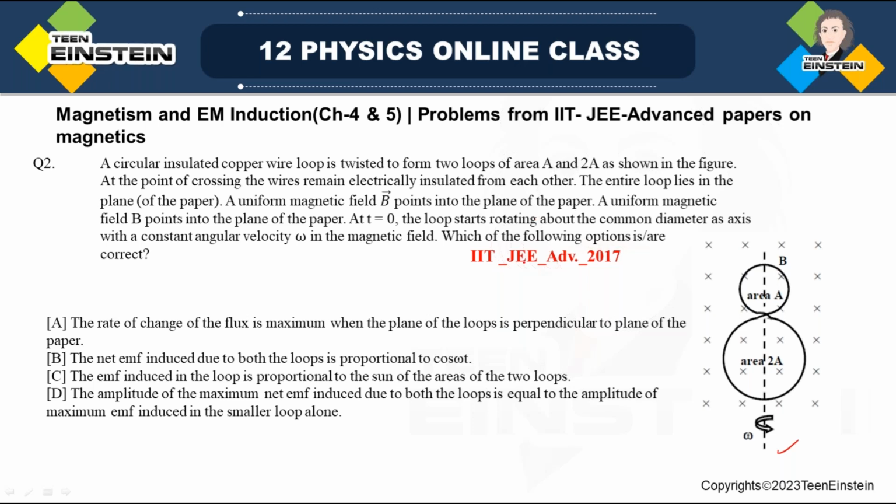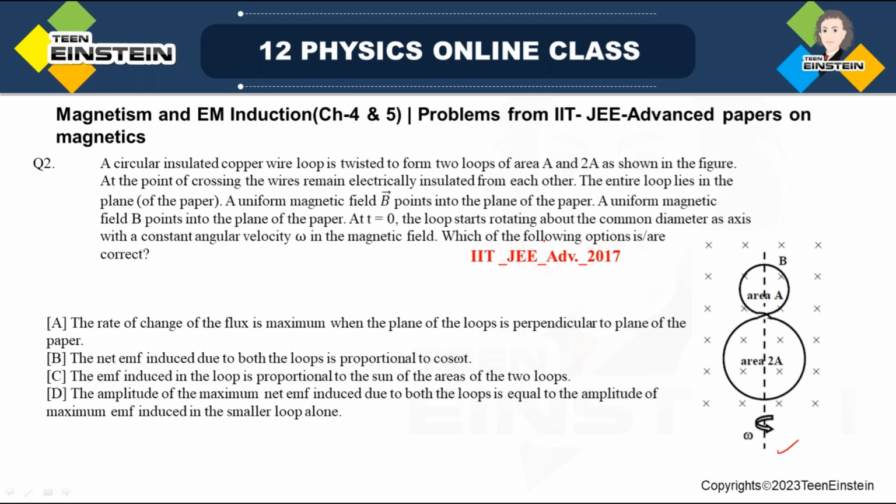The problem is saying that there was a single loop of insulated copper wire, and that is actually twisted to make two loops. One has area A, another one has area 2A. These loops are electrically disconnected, or not related to each other electrically, insulated from each other. The entire loop lies in the plane of the paper. The magnetic field is perpendicular to the plane of the paper and getting into the plane of the paper.